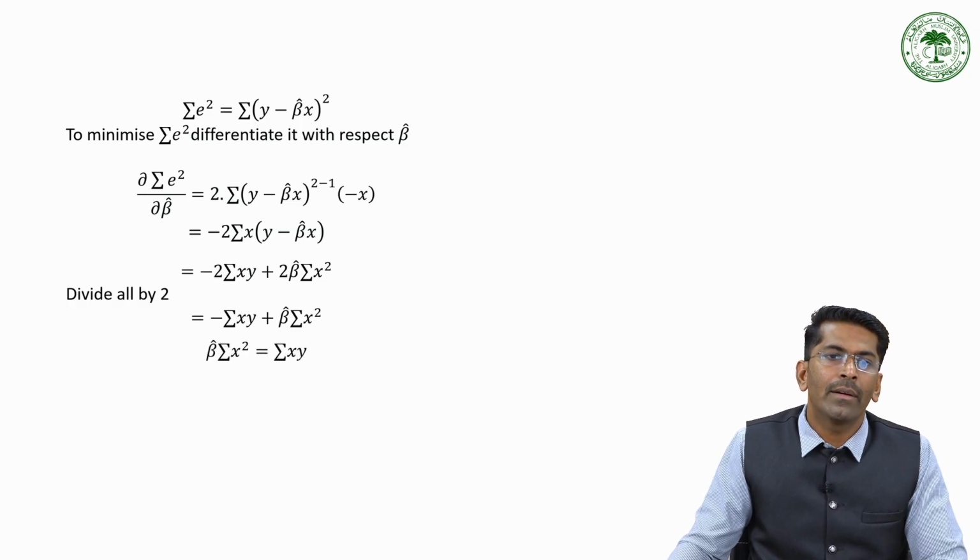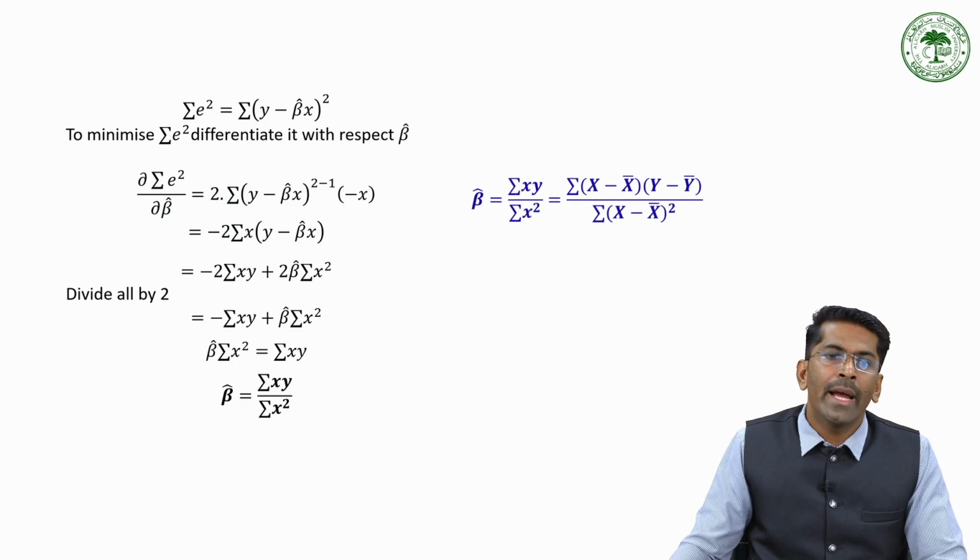Equating with 0, we can write beta hat sum of x square is equal to, taking this term to the right side, minus sum of xy becoming plus sum of xy. If you isolate beta hat, it becomes sum of xy divided by sum of x square, as it goes to the denominator side. So hence we have proved the value of beta hat, that is the regression coefficient and the slope value, sum of xy divided by sum of x square. Here x is x minus x bar, and y is y minus y bar, and in the denominator sum of x square is sum of x minus x bar whole square. So in this way also you can rewrite the value of beta hat.